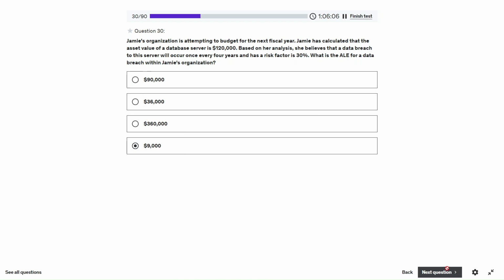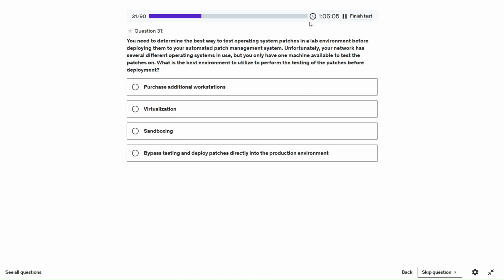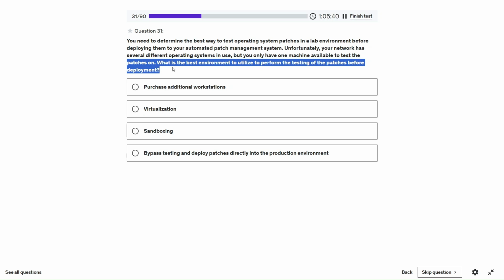So 9,000. You need to determine the best way to test operating system patches in a lab environment before deploying them to your automated patch management system. Unfortunately, your network has several different operating systems in use, but you only have one machine available to test the patches on. What is the best environment to test the patches before deployment? You always go for virtualization.